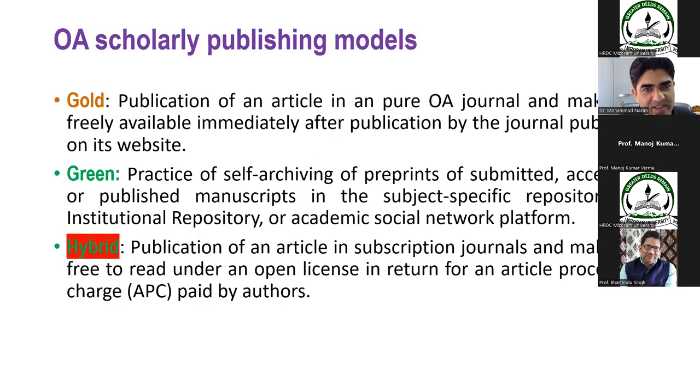There are three different types of open access publishing: gold, green, and hybrid. It is important for us to know the difference between them. Publication of an article in an OA journal, and making it freely available immediately after publication by the journal on its website, is called gold. Immediately it is available to the public.